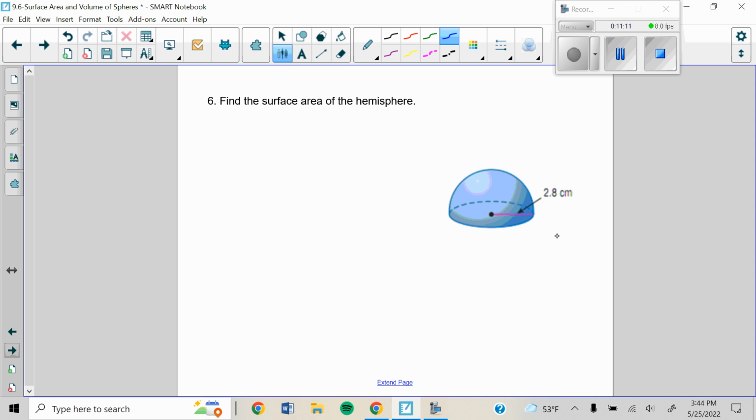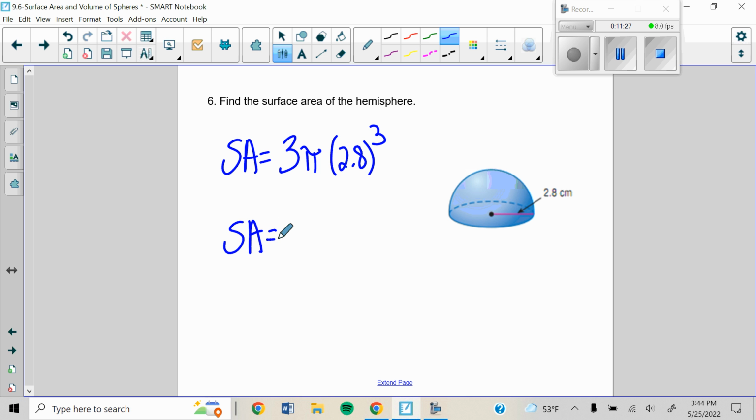Find the surface area of the hemisphere. They give us the radius, so all we have to do is plug it into the formula. Shocker, we have been doing this all unit long. 3 times pi times my radius, 2.8 cubed. Go ahead, I'll give you a moment to type it into your calculator.